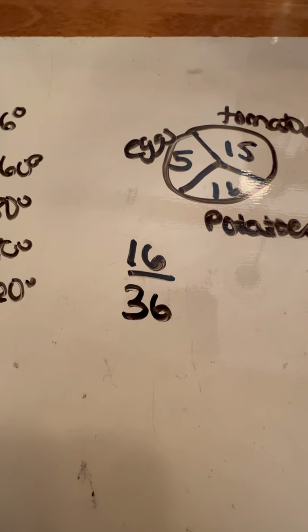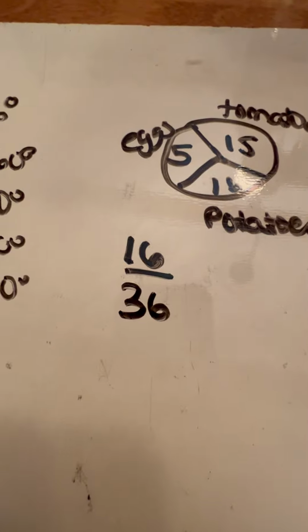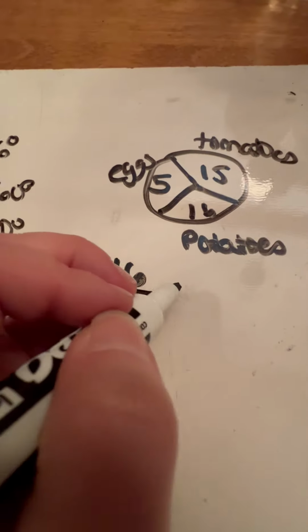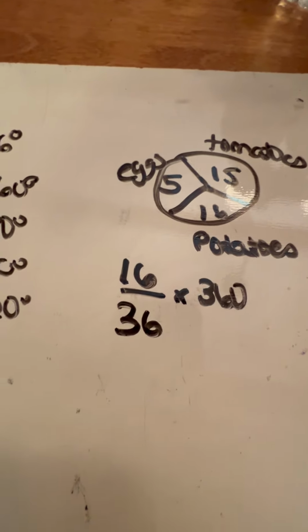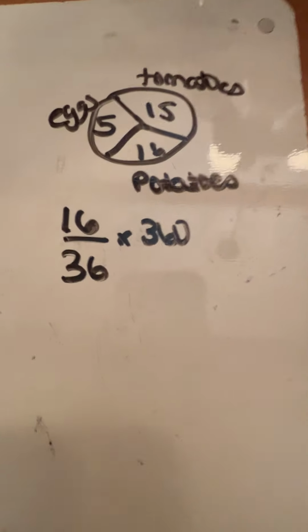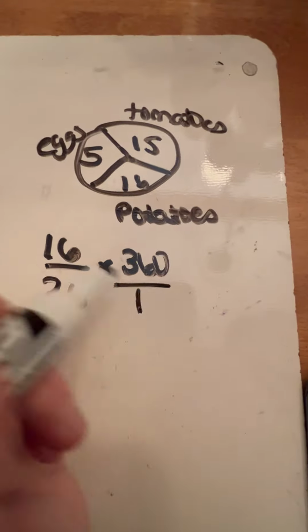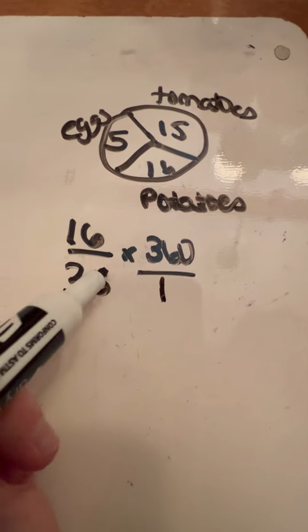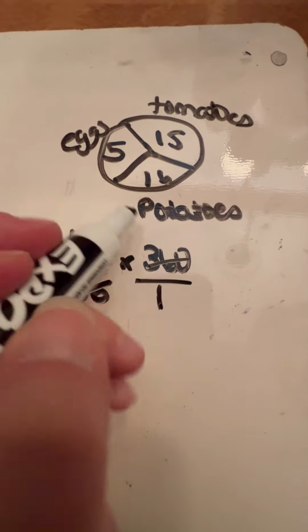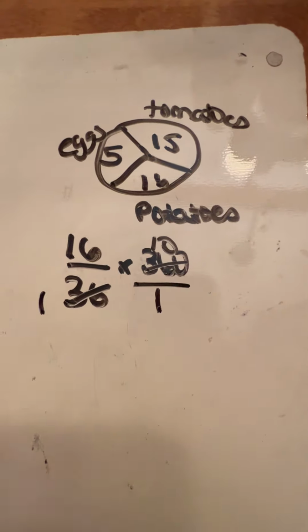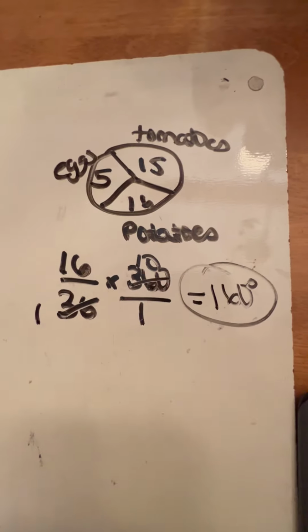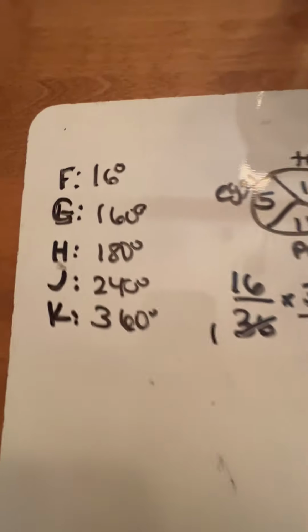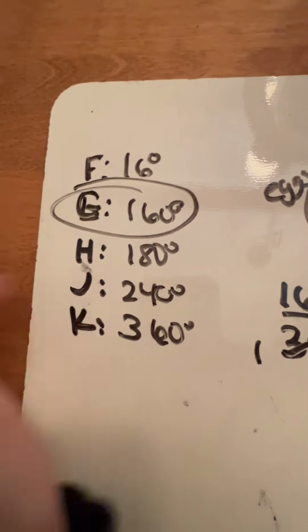Because the circle has 360 degrees, we're going to take that and multiply this by 360. So 16 times 360, and then we're going to divide that by 36. We can also just cross simplify. 36 and 36, 36 goes into itself once. 36 goes into 360 10 times. 16 times 10 is 160. There's your central angle right there, 160 degrees. If we look at our choices, that is choice G.